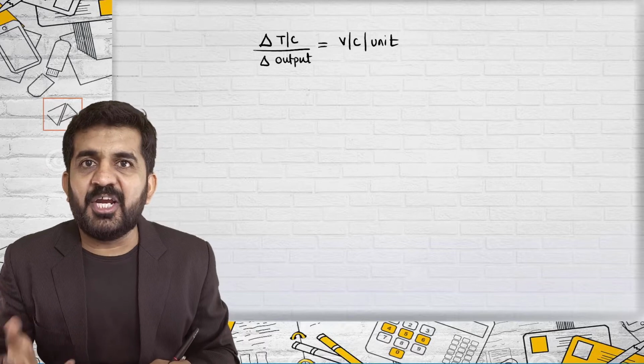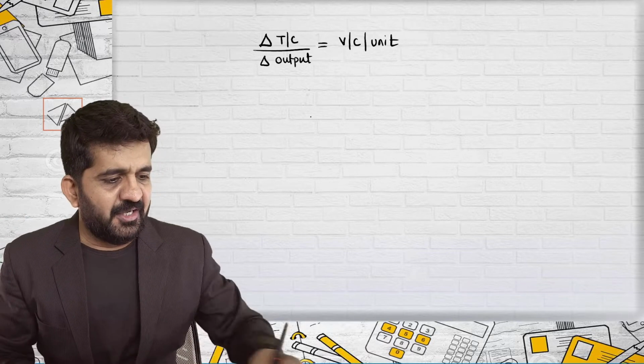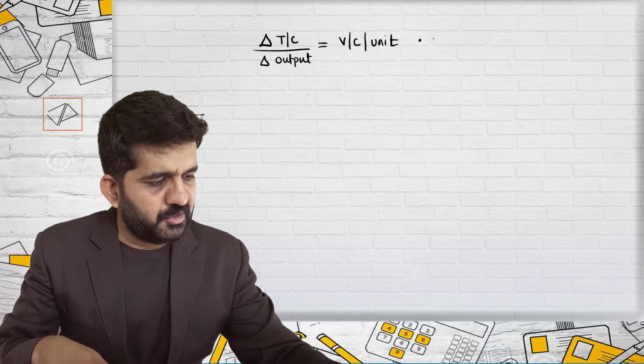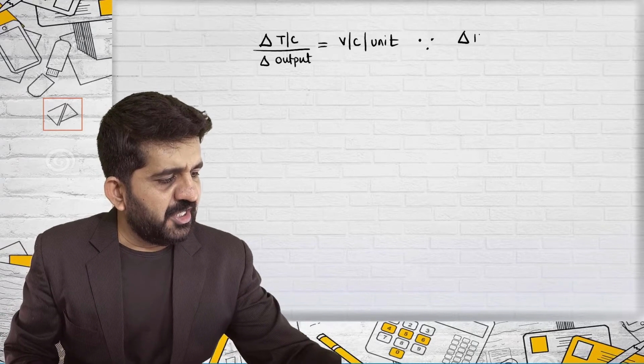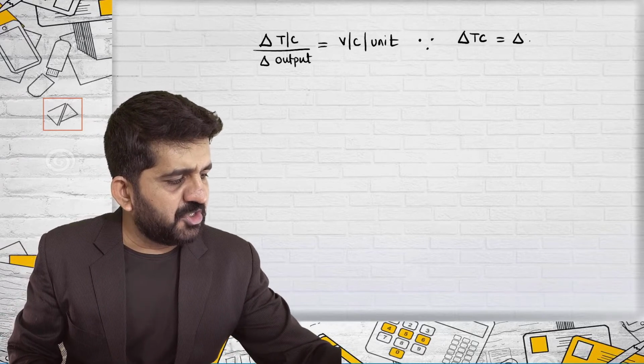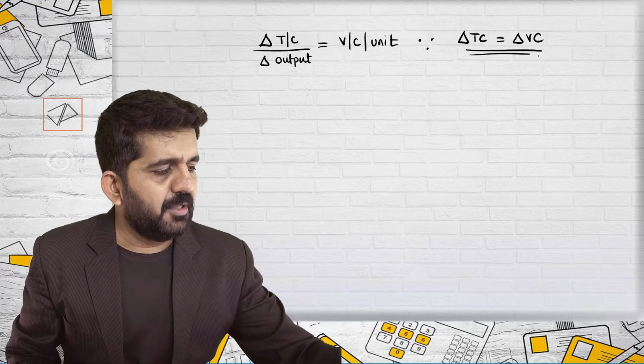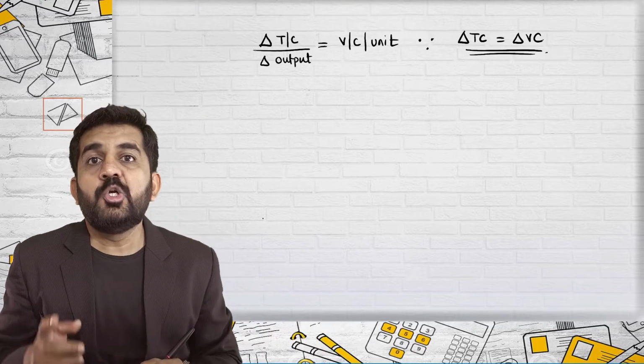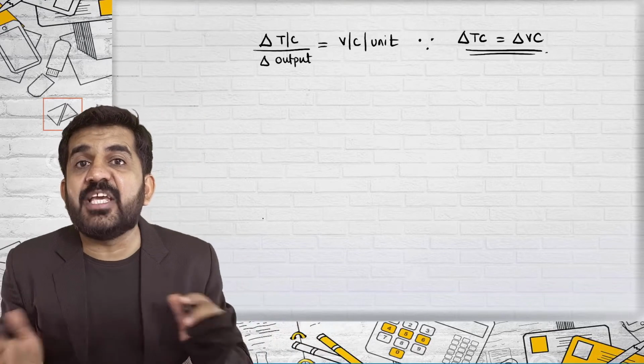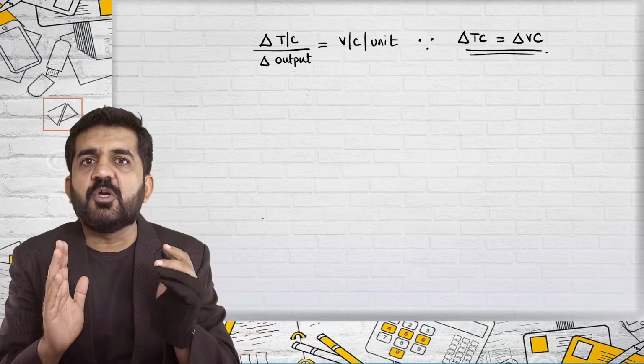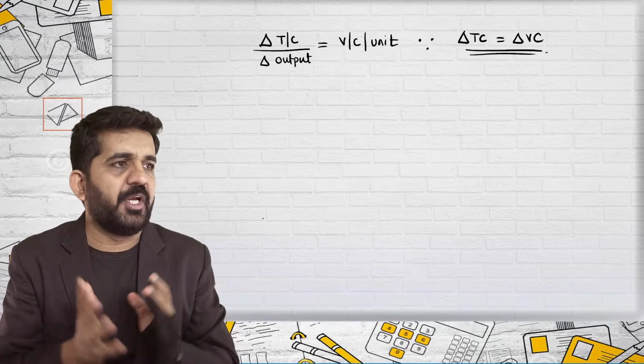Sir, we need to mug it up? Yes, but do it logically. Why this happens? Because change in total cost is nothing but change in variable cost. Total cost changes not because of fixed cost, because fixed cost in both the criteria is going to remain same.